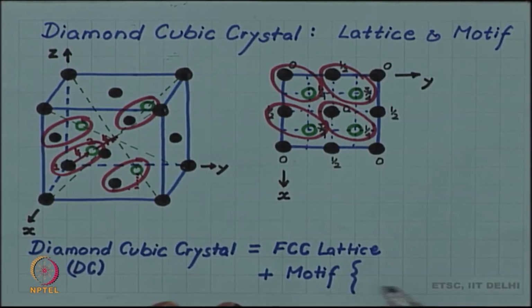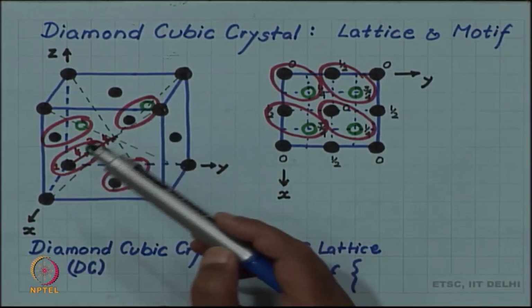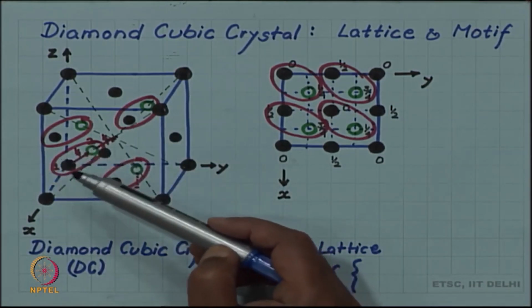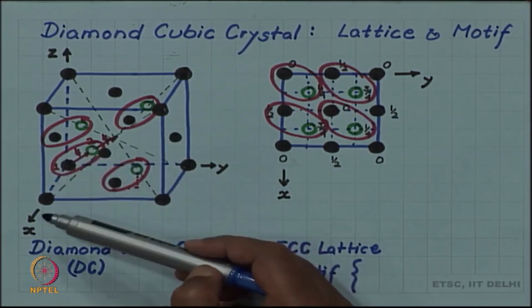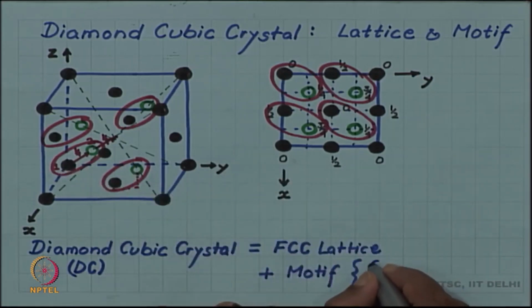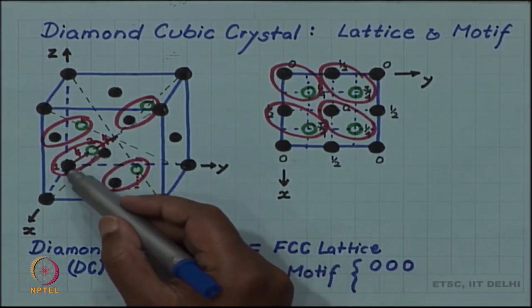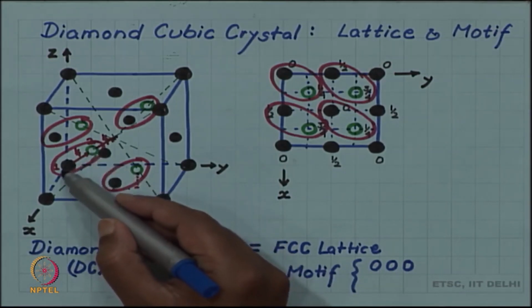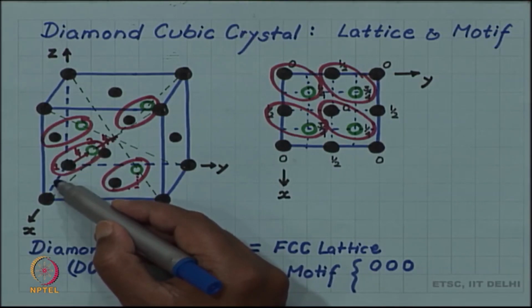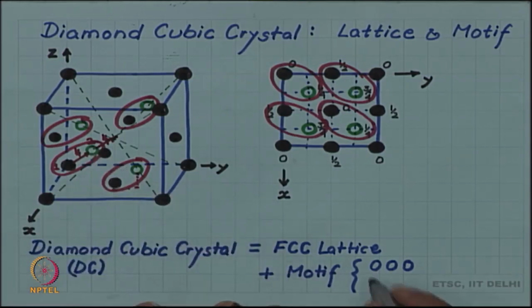So, remember the coordinates of the motif atom are given as displacement coordinates with respect to the lattice point. So, the black atom is sitting at the lattice point. So, it is not displaced. So, its coordinate is 0. The green atom is displaced with respect to the lattice point, as you have already seen, by translations of 1/4 along x, 1/4 along y and 1/4 along z.